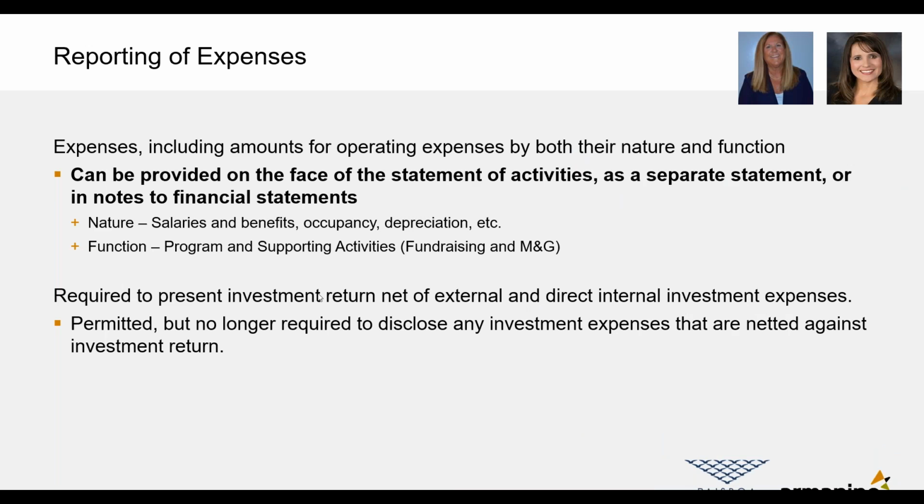So for functional expenses, in the past, you simply had to list all of your expenses by function, right? Which is just your program and supporting. You would say, this is how much we have in program, and this is what we have in management and general, and this is how much we have in fundraising. Now you have to break those further into both function and by nature. So nature would be by salary, benefits, occupancy, depreciation, those sorts of things.